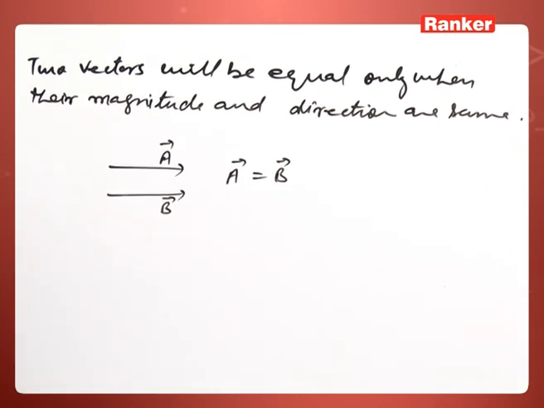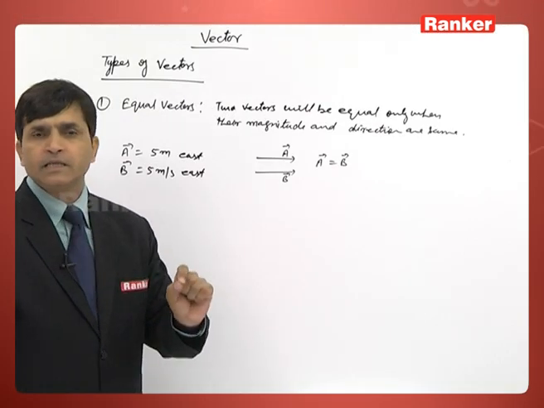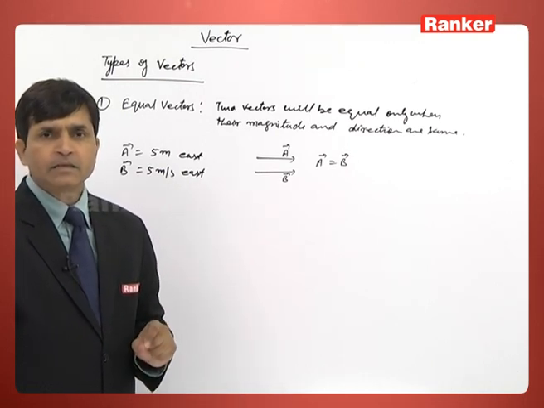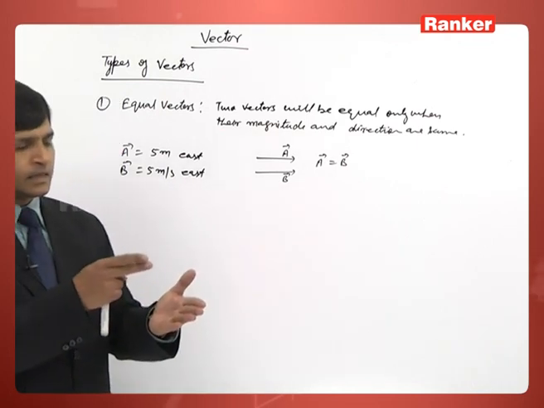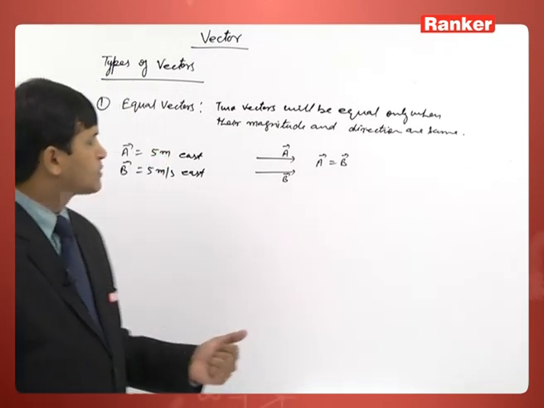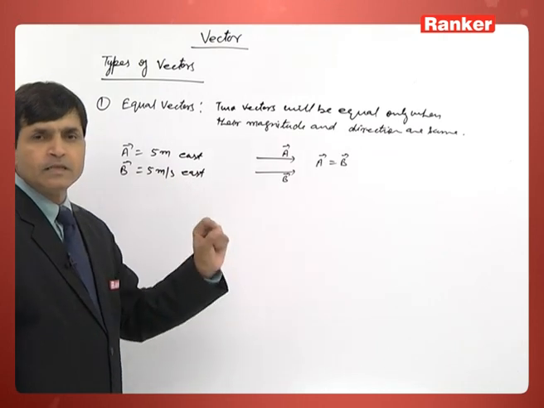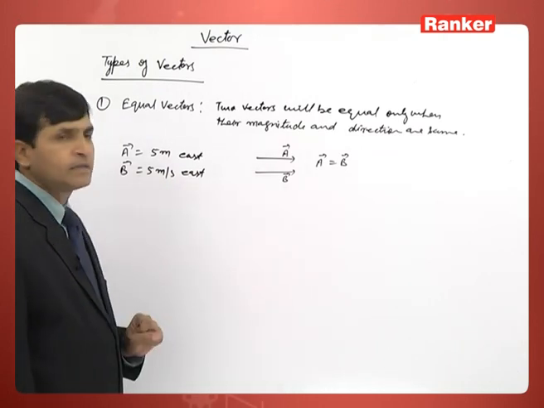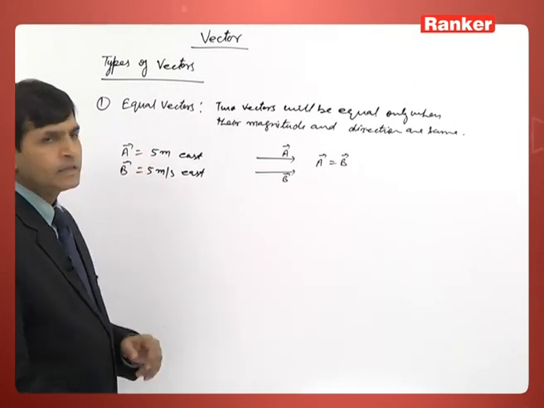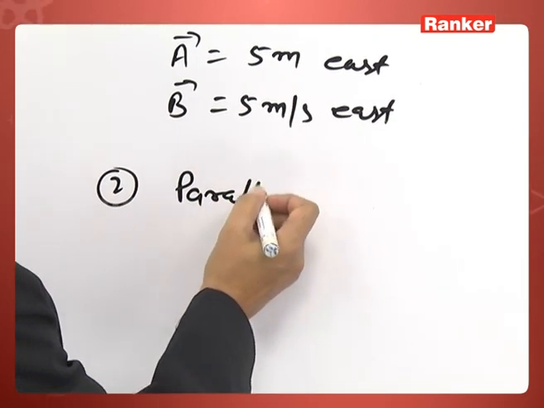So, the main point here is that two vectors will be equal only when they represent the same physical quantity, the same magnitude, and the same unit, as well as the same direction. All three parameters, magnitude, unit and direction, if all are equal, then they are called equal vectors.